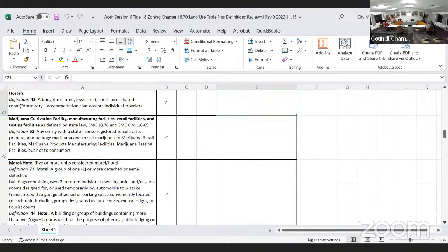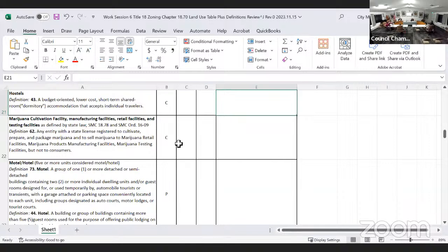Okay, hostels: a budget-oriented, lower cost, short-term shared room dormitory, in quotations, accommodation that accepts individual travelers. What is the current conditional use for that? For hostel, it would just fall under the ordinary conditional use. You would send out to the neighbors. Based on occupancy, I believe that there are some additional building code requirements for hostel.